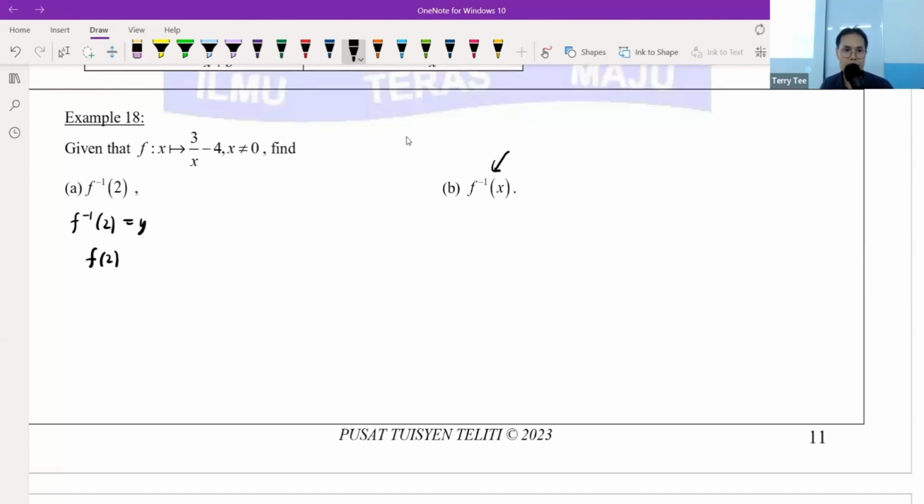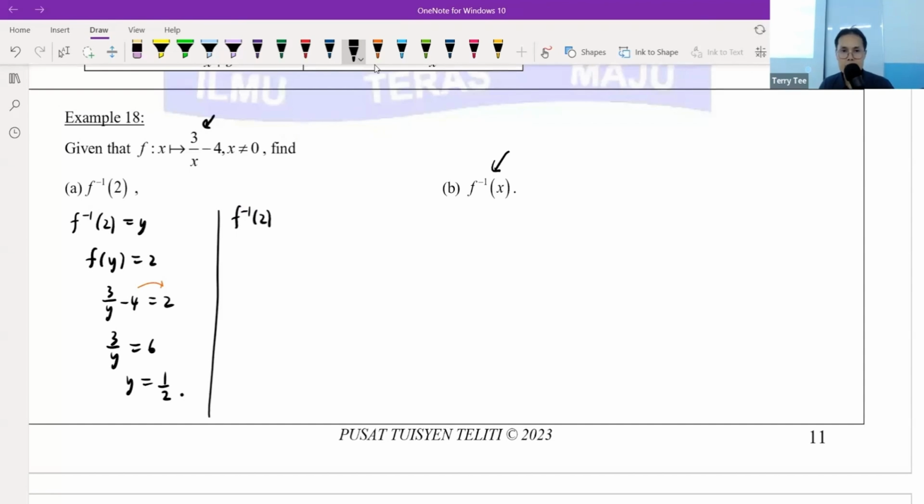We say f(y) is now 2, right? I switch the y and x as the object and the image. I know f(x) is 3 over x minus 4. f(y) is 3 over y minus 4. I'm finding y. Bring over. So 3 over y equals 6. Bring this up, bring this down. y is 3 over 6. 3 over 6 is 1 over 2. And this is your f inverse 2. The result is also 1 over 2.